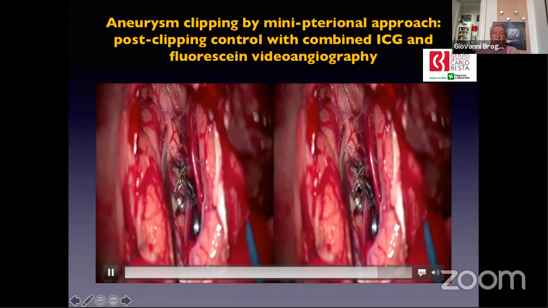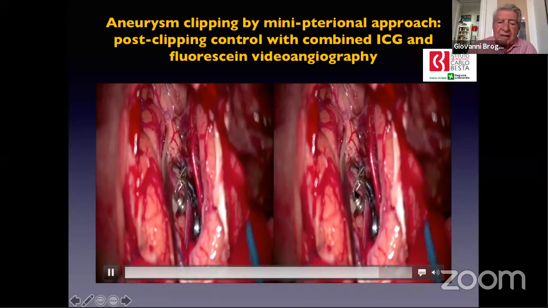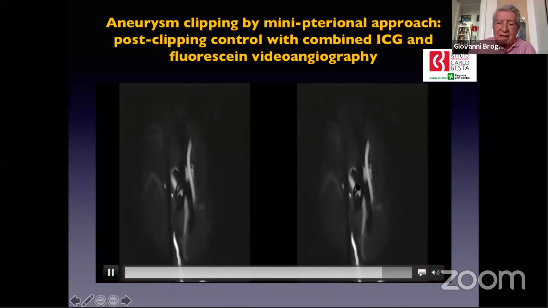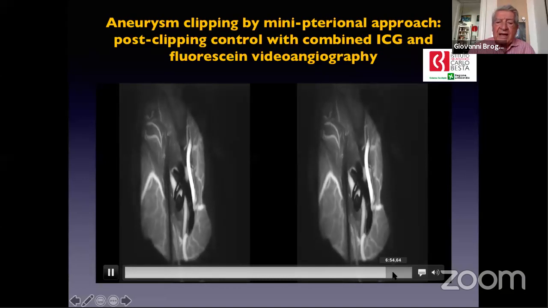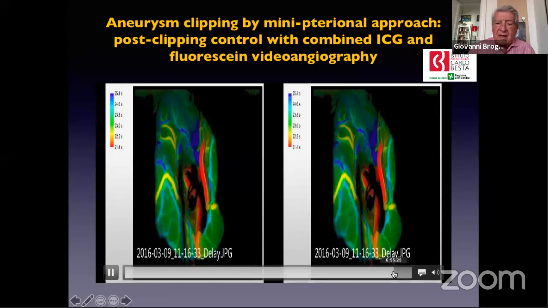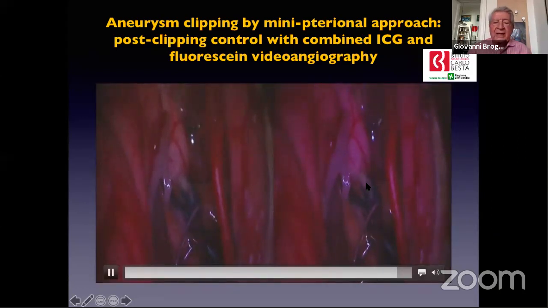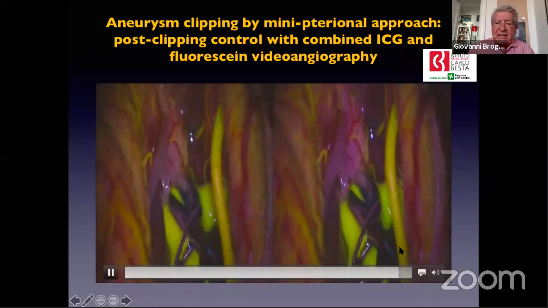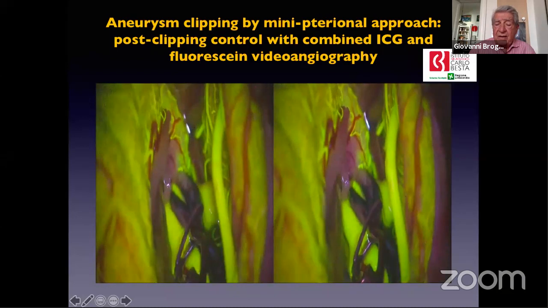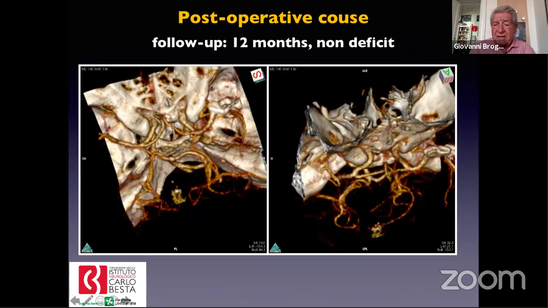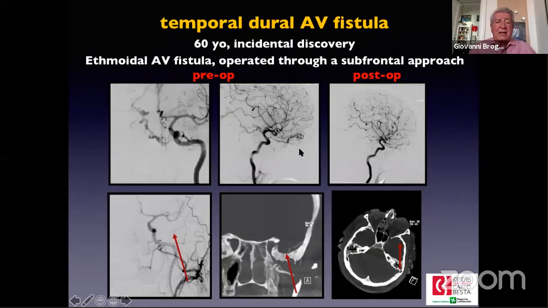Of course, you can also use the Doppler, which is quite useful, but for the pleasure of your eyes and for the real post-operative situation, the ICG is quite important. This is the ICG. You can make the control with all the analysis of the speed, and this is the fluorescence. You can use both. The problem is that you have one microscope with one system or the other, and you can use that. That is the control after 12 months.